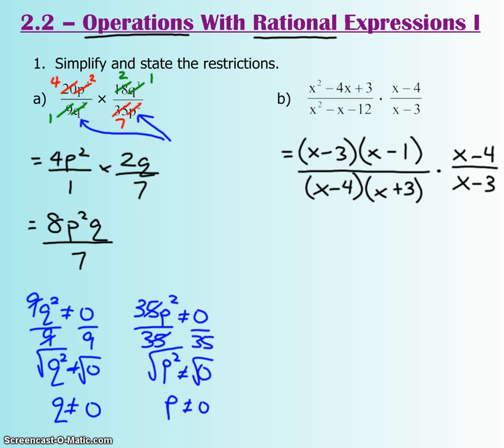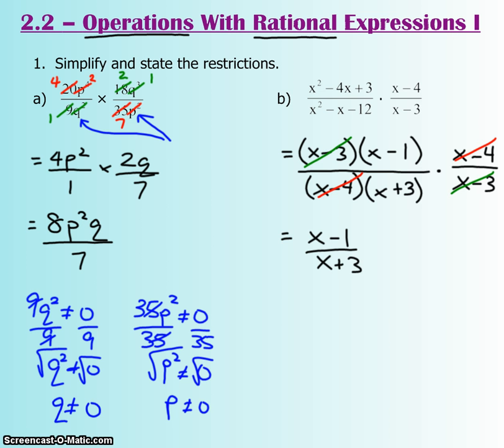Okay. Everything is nicely factored, so we're going to start to break down things. Something from the numerator that matches a denominator. Numerator, denominator. It looks like everything that's left on the top is just an x minus 1. And then on the bottom is an x plus 3.